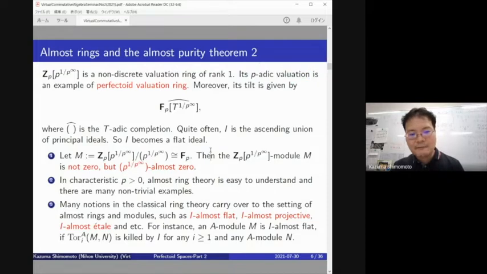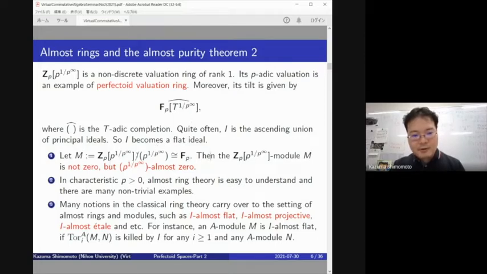By definition, perfectoid means complete. And moreover, if you remember my talk last time, its tilt is given by the p-adic completion of a polynomial algebra over F_p in an indeterminate t, adjoining all p-power roots of t. Quite often we take this ideal to be an ascending union of principal ideals. These are just basic examples.